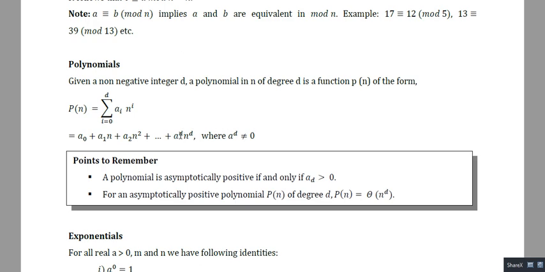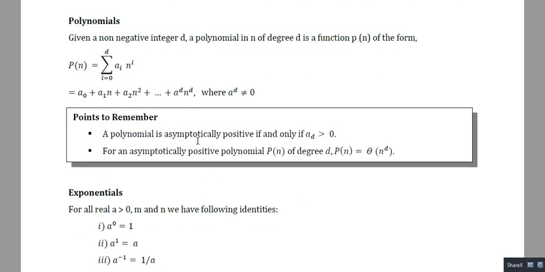Sorry, printing mistake. It is not d, it is a subscript d. It is not equal to what? 0. Right. For example, in quadratic equation ax square plus bx plus c equal to 0, it is a quadratic equation provided the value of a is not equal to 0. So always remember this: if Pn is a polynomial of degree d, then that is always equal to theta of n power d.